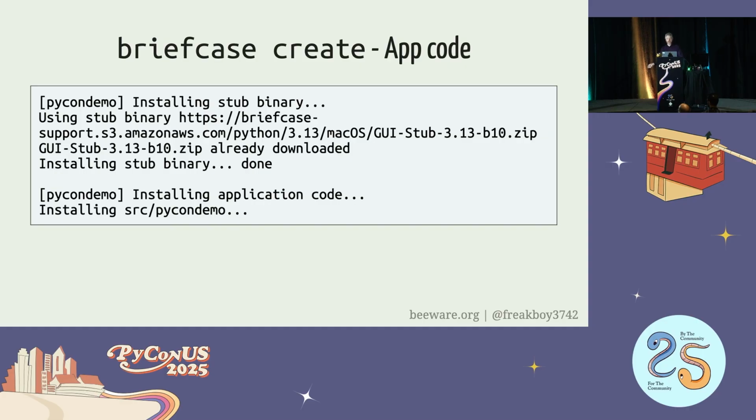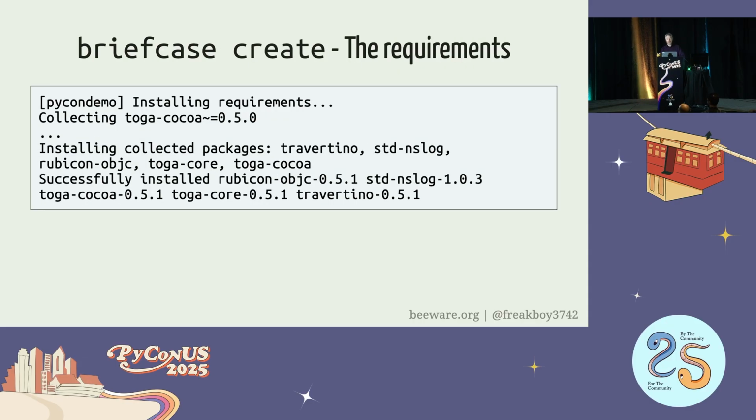You need this so that the app appears in your operating system's task manager as PyCon-demo, not python.exe. Then Briefcase installs your application code, anything declared in the sources section of your project's configuration. It then downloads and installs your app's requirements, but it doesn't install them into your local virtual environment. It installs them into the application template.